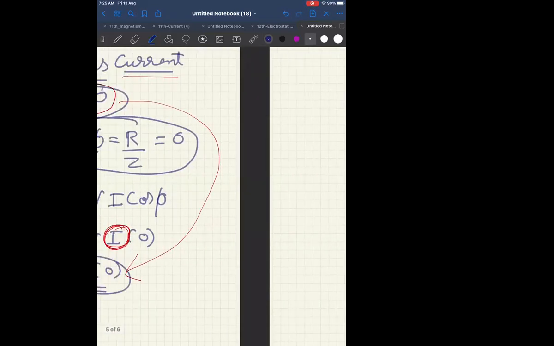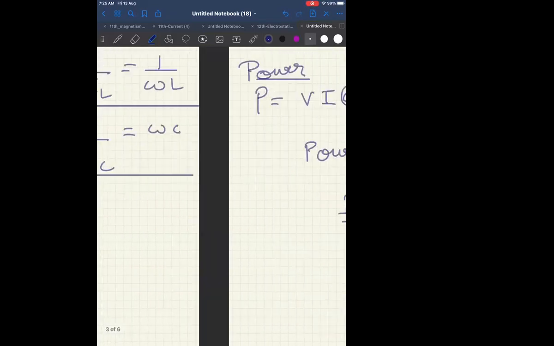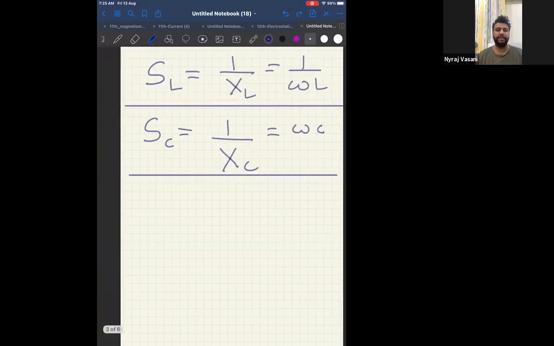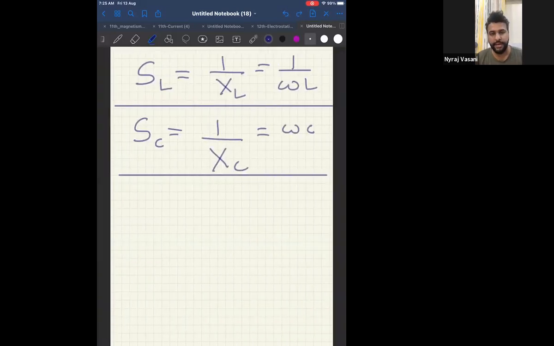So listen to this. What we did today are the three reciprocals. Reciprocal of resistance, reciprocal of impedance, reciprocal of reactance. So reciprocal of resistance is called conductance, reciprocal of impedance is called admittance, and reciprocal of reactance is called susceptance. And since there are two reactances, I will have two susceptances, inductive and capacitive.